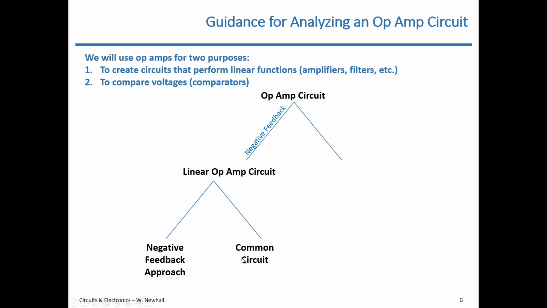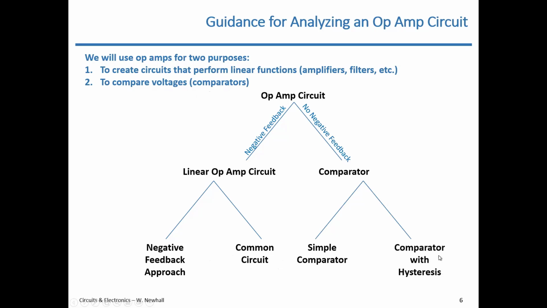Okay, and I'll show this decision tree a couple times, but if you have an op-amp circuit and there's no negative feedback, now you are dealing with a comparator. That's number two up here. We're going to look at two types of comparators. We're going to look at a simple comparator, which just compares two voltages with a single threshold. And then we're going to look at a comparator with hysteresis. That's a comparator with two different thresholds, and the threshold that the circuit pays attention to depends on the output state.